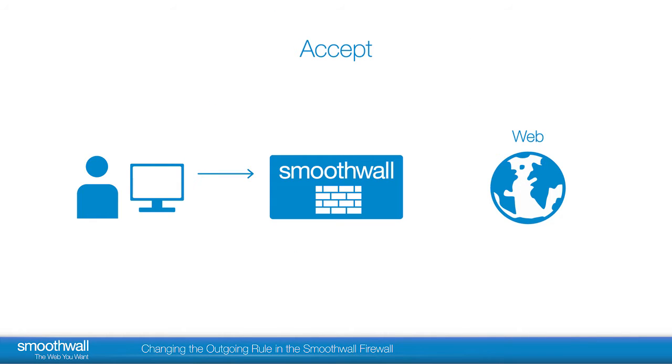Accept will allow traffic through. The firewall has stateful tracking, which means that it tracks connections. The Smoothwall firewall knows if it has allowed a connection out, and if so, it recognizes it and allows it back without the need for you to specify an associated incoming rule.